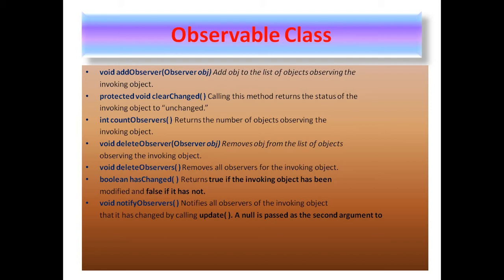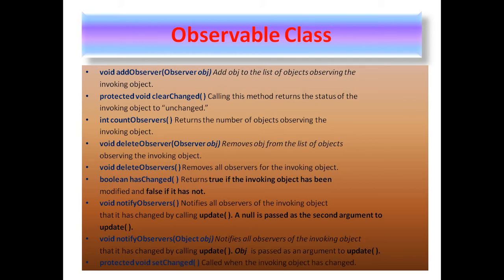It notifies all the observers of the invoking object that it has changed. That is done by notify observers. A null is passed as the second argument to update. Here is one more version of notify observers that takes one object parameter. It notifies all the observers of the invoking object that it has changed by calling update, and that object is passed as an argument to the update method which exists in the observer interface.